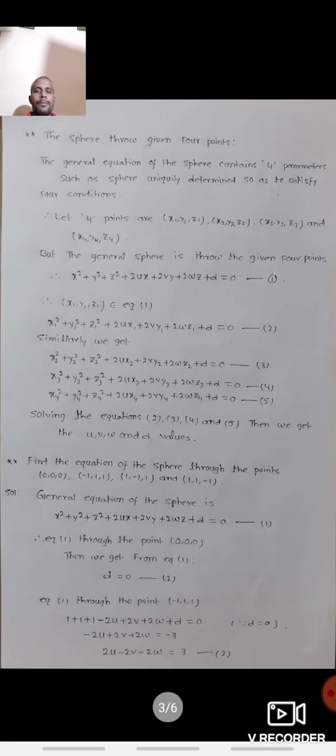After that we go to another problem. So this type of problem you can solve, and another type of problem is the sphere through 4 given points.